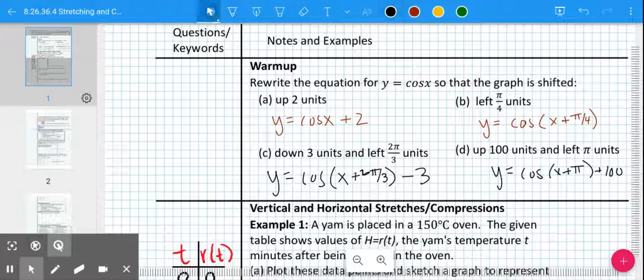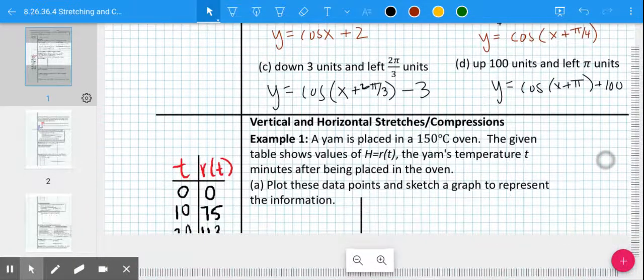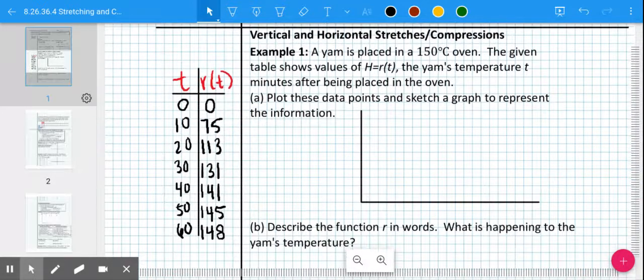Now let's move on to applying some of these stretches and compressions into context. So in example 1, we're going to do a little cooking here. We got a yam, we put it in the oven. The oven's 150 degrees. And the table here on the left shows all the temperatures of the yam for different time values. So we're going to plot these points and sketch a graph. Go ahead and pause this video to make your graph.